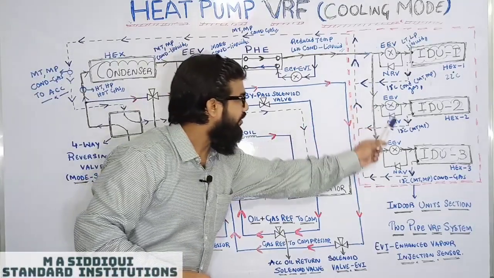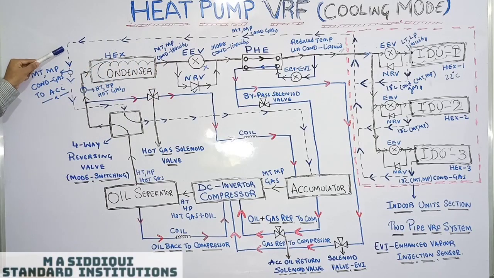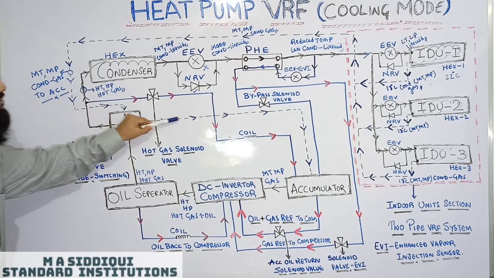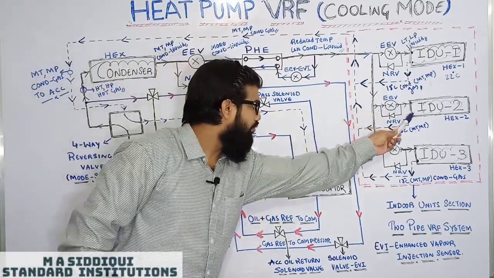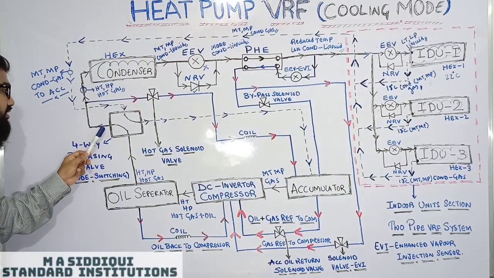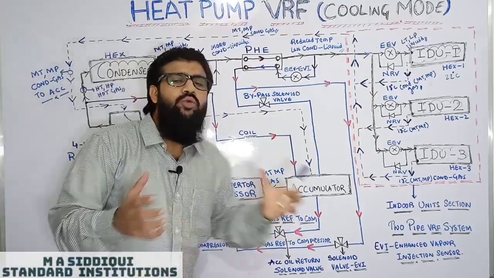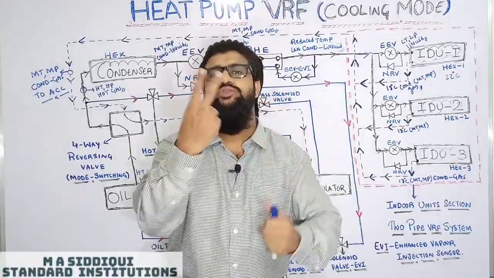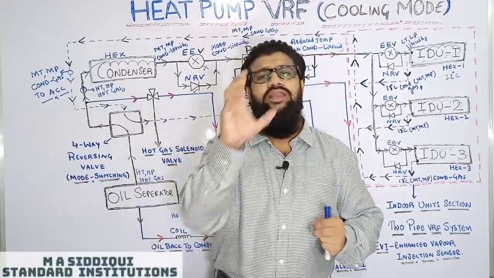From all the branches, it has started. We are bringing this medium temperature, medium pressure condensate gas to the four-way reversing valve, and from the four-way reversing valve to your accumulator. From the IDU, the return refrigerant comes all the way through the four-way reversing valve to your accumulator. Then what is the role of the accumulator? The accumulator collects two things from the refrigerant pipings: one is condensate gas, the next is oil.